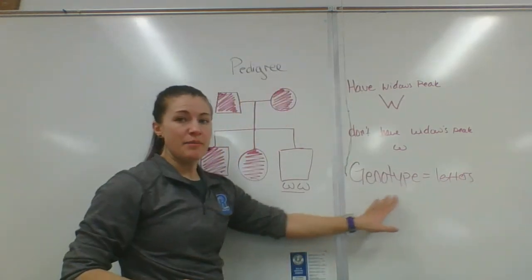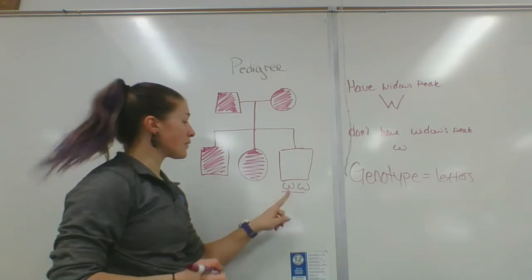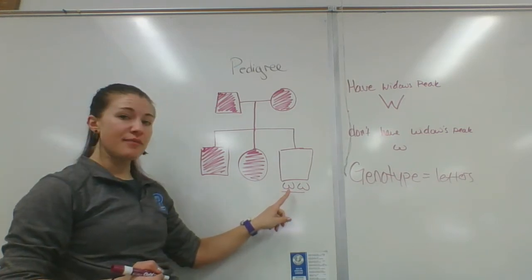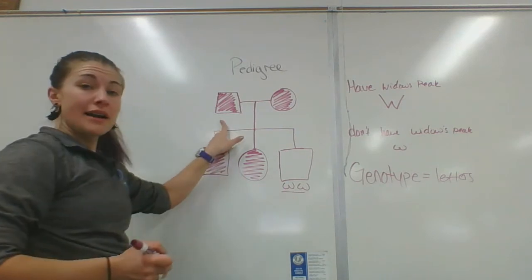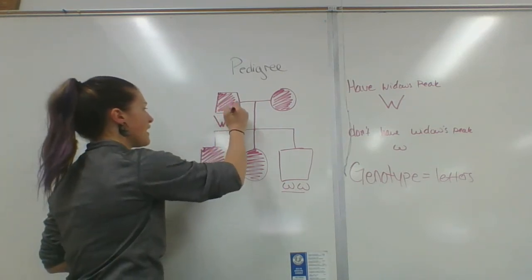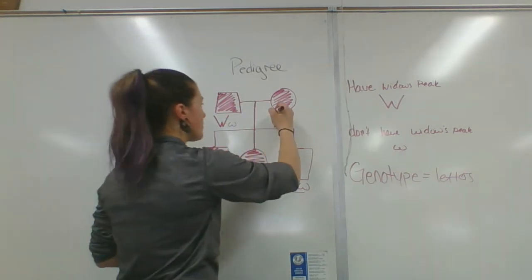The genotype is the letters or the alleles that they have. He had to get a little w from each of my parents, but they have a widow's peak. So that means that they each have a capital W and a lowercase w.